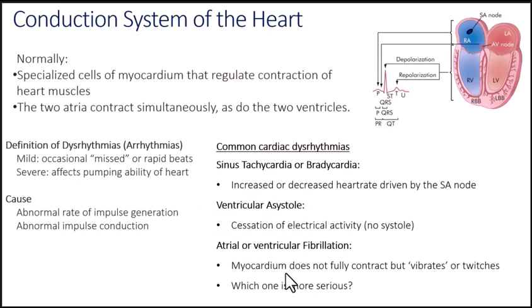Atrial or ventricular fibrillation. Although these are written together, they are very different, not just in where they are a problem, but in which one is more serious. In either case, though, the myocardium of the atria or of the ventricle is not fully contracting properly because of an abnormal rhythm. And so it's not a full contraction. At times it'll vibrate or maybe twitch, but it's certainly not efficient to do its job.